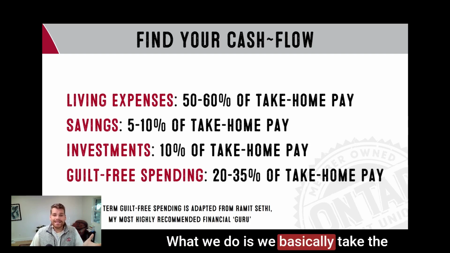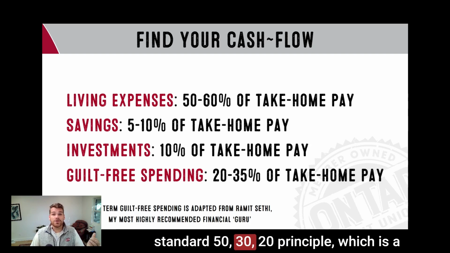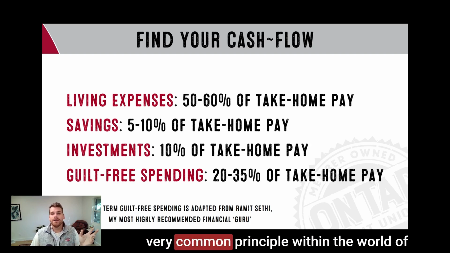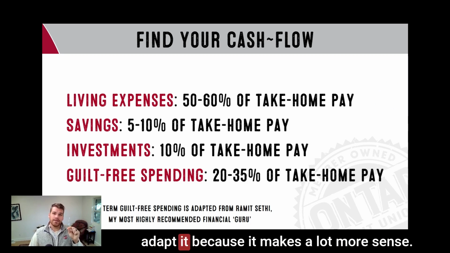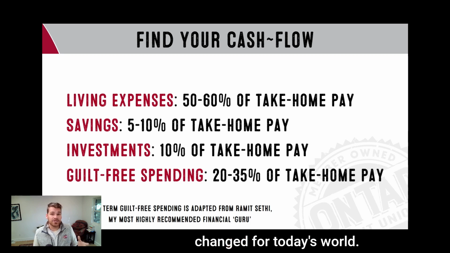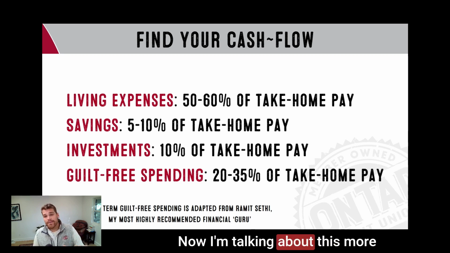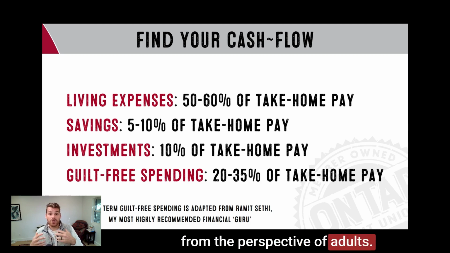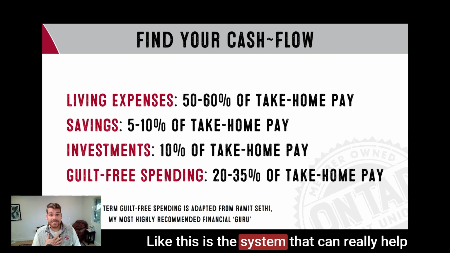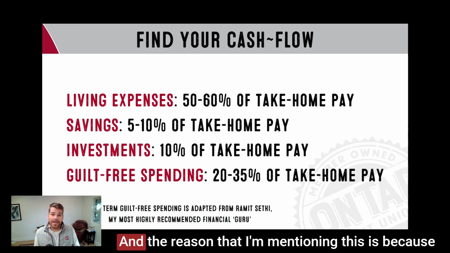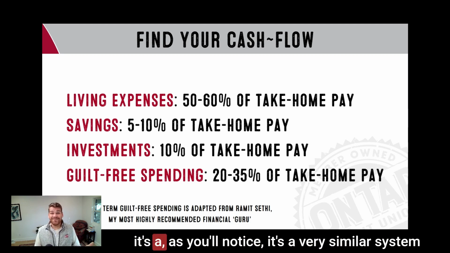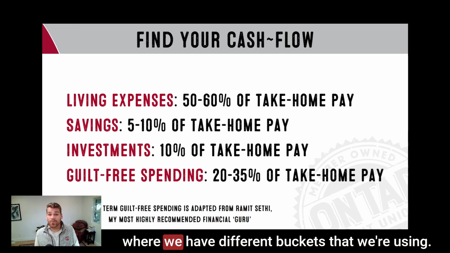What we do is we basically take the standard 50-30-20 principle, which is a very common principle within the world of personal finance, and we're going to slightly adapt it because it makes a lot more sense to have the numbers slightly changed for today's world. Now, I'm talking about this more from the perspective of adults. This is the system that can really help us as adults to simplify our own finances. And the reason that I'm mentioning this is because, as you'll notice, it's a very similar system where we have different buckets that we're using.